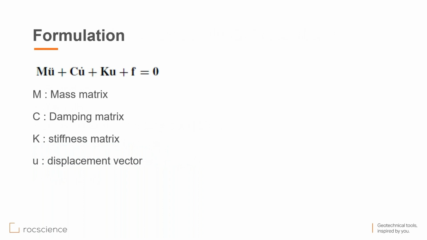And here is a very simple formulation for the dynamic analysis, where we have the mass matrix multiplied by the acceleration vector, plus the damping matrix multiplied by the velocity, plus the stiffness matrix multiplied by the displacement, plus force, and everything needs to be in balance and is equal to 0.